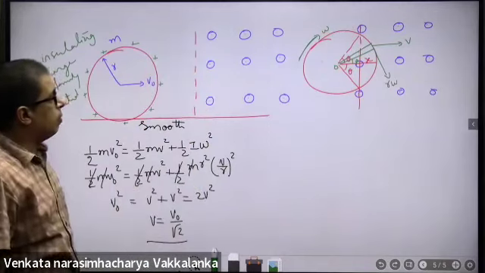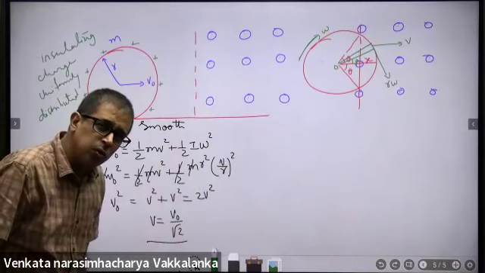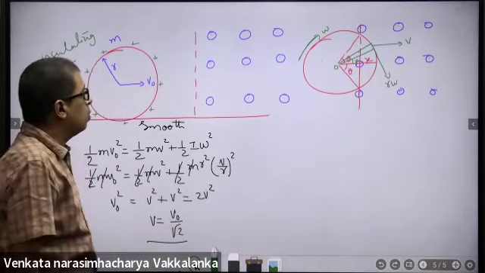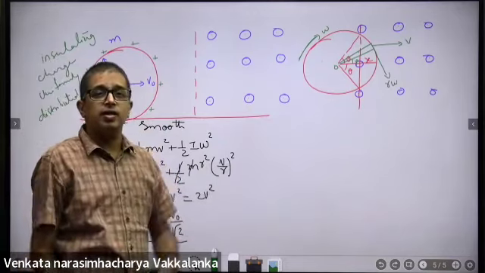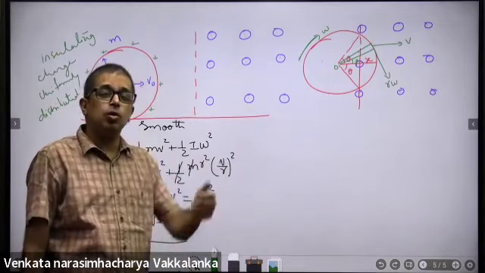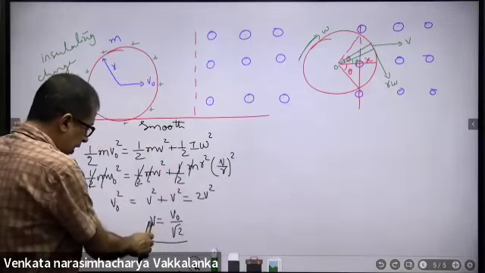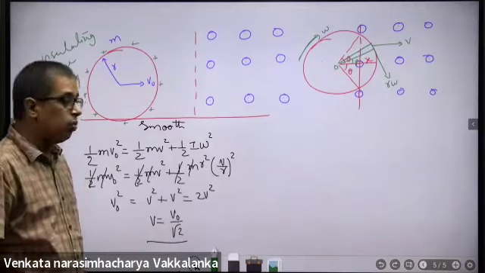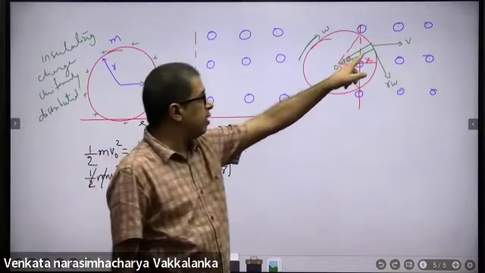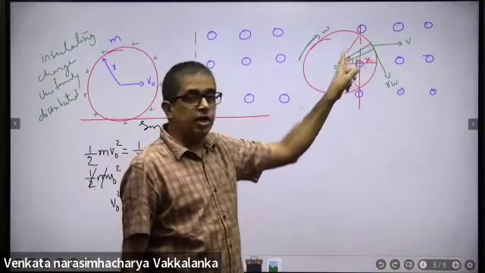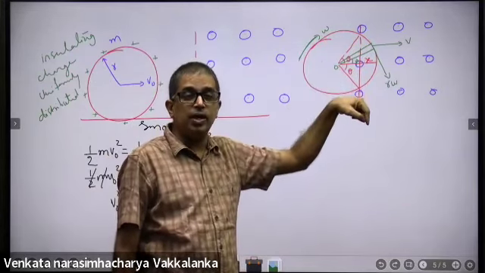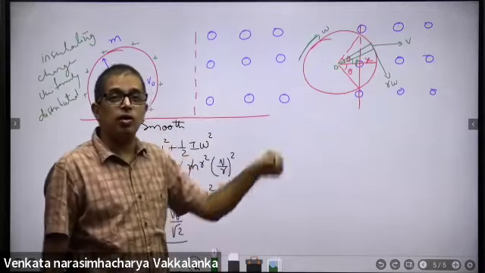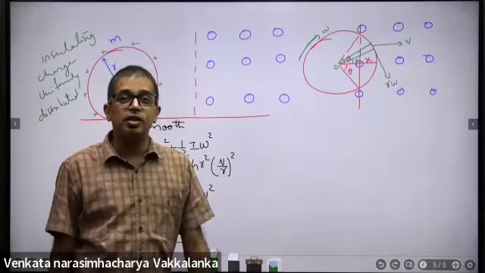So what happened to V naught? V naught will change as it is entered inside. If V naught stays the same, how will it be rolling? The rolling happens when V becomes V naught by root 2. As it enters inside, there will be a force and a torque on it. So omega will keep increasing, velocity will keep decreasing. At some state, V equal to R omega should be reached. Only then the body will roll.